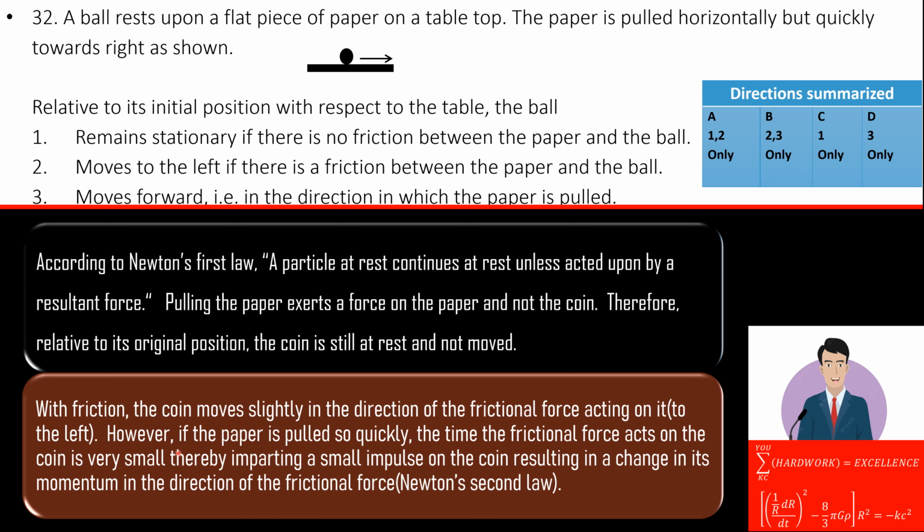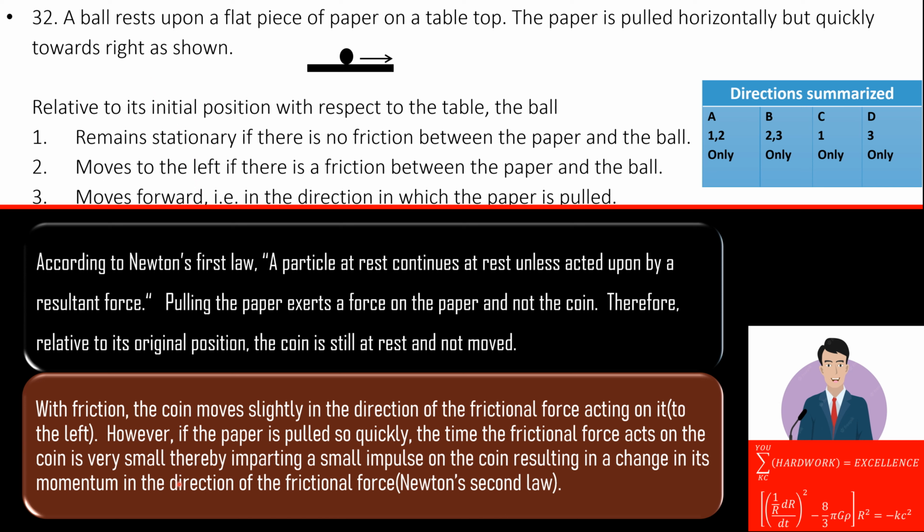But let's go ahead and look at what I've written here. With friction, the coin moves slightly in the direction of the frictional force acting on it. That is Newton's second law, which basically states that the time rate of change of linear momentum is proportional to the net force acting on it and takes place in the direction of the net force. And so you realize that the net force acting on the coin, or the ball in this case, where there's friction, would basically be to the left, right? And so it's going to have a momentum change in that direction, but originally the particle is at rest, and so it would basically have to move to the left to have a momentum change in that direction, right?